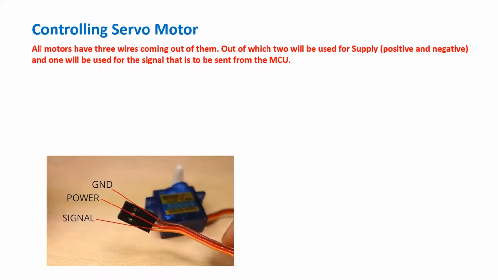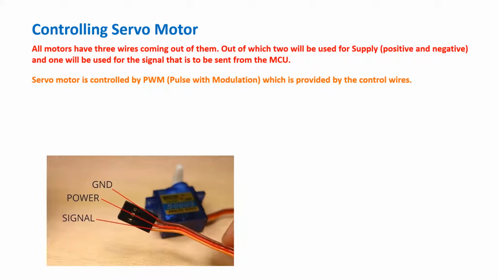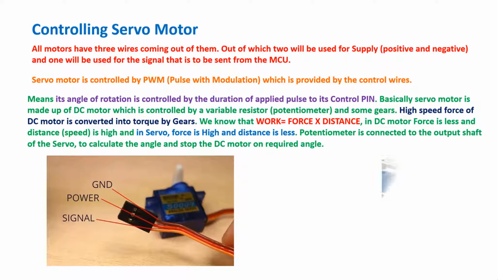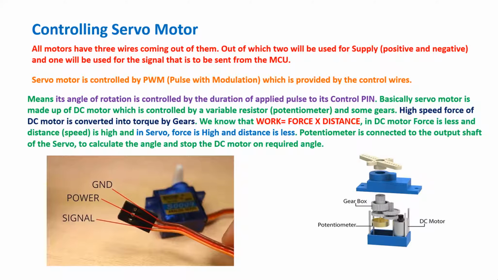Now, how to control a servo motor. You can see from this figure, servo motors have 3 wires coming out of them, of which 2 are used for the power supply, that is positive and negative, and 1 is used for the signal sent from the microcontroller unit. These servo motors are controlled by pulse width modulation. What pulse width modulation is, we'll cover in a different video. For now, you just need to understand that we are providing a certain pulse. Let's say this is my signal, and the width of this signal determines the angular movement of the shaft. This is how PWM works.